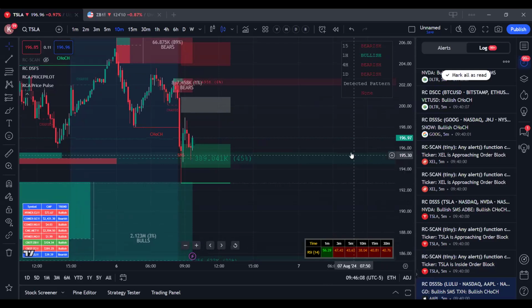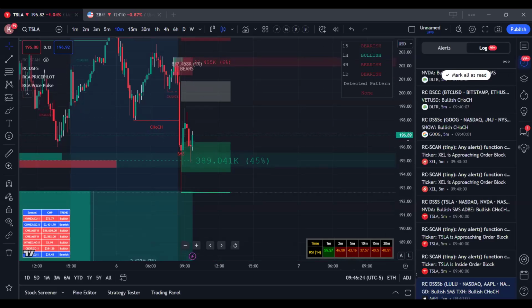Yeah, we can do a bull put spread for Tesla because it came to the bottom. It touched the order block. It did a double bottom, and it is trying to move up. So minimum it can go to $200.